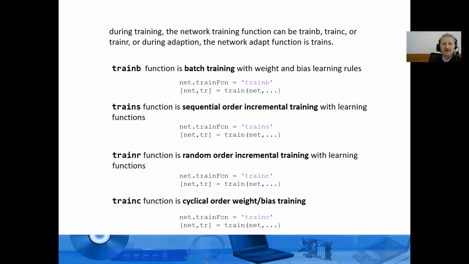We didn't do this one, but if you want to do batch training, before calling the train function you can set the training function to trainb. If you want to do incremental training, before calling the train function you can set it to trains, the sequential one. In the same way, if you want to use another method of incremental learning, you can use the trainr random function. You can set this one. In this case it will make batch training, in this case it will be incremental training, and here also it will make incremental training again.